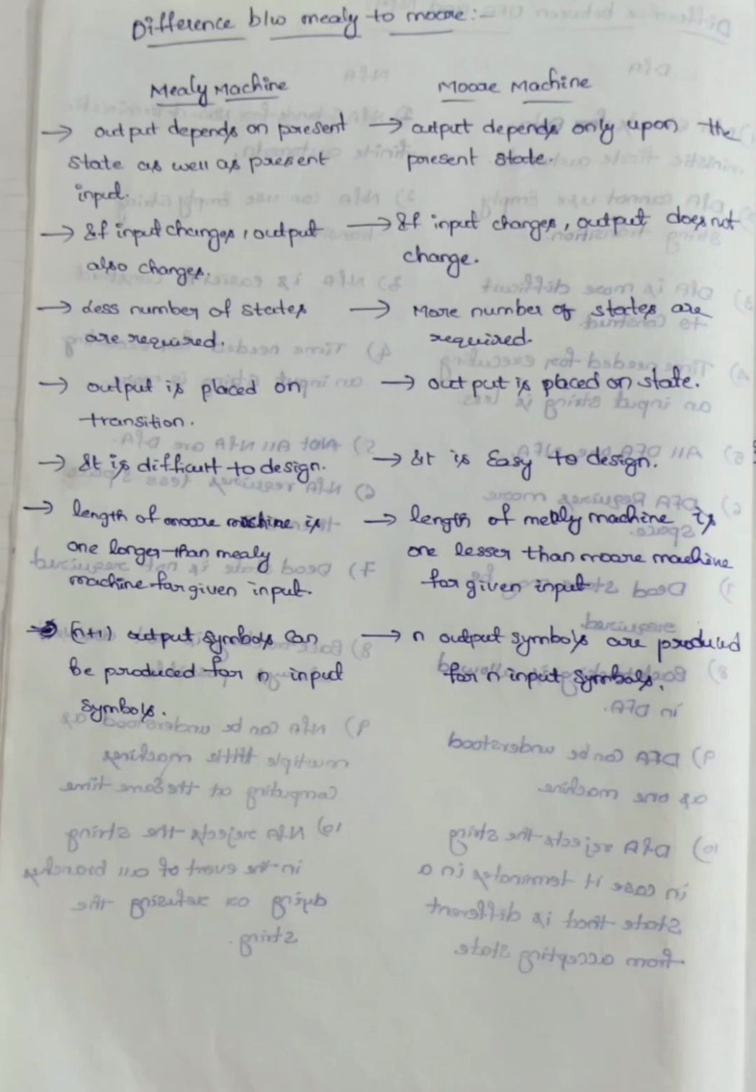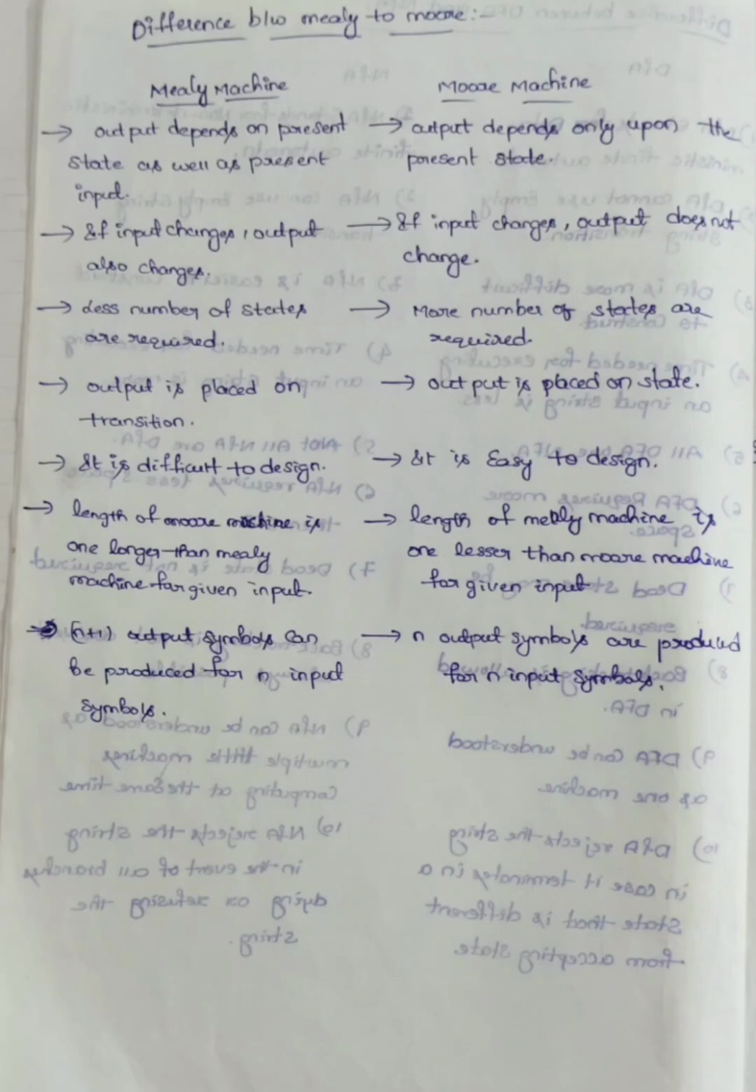In a Mealy machine, fewer states are required. In a Moore machine, more states are required. The output is placed on the transition in a Mealy machine. The output is placed on the state in a Moore machine. A Mealy machine is more difficult to design. A Moore machine is easy to design.